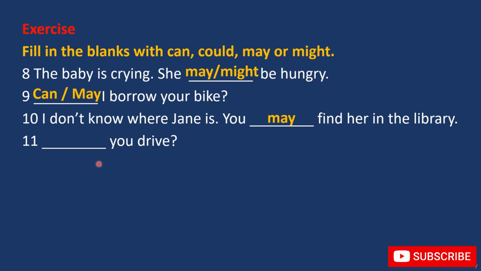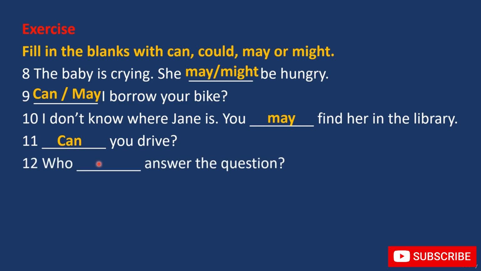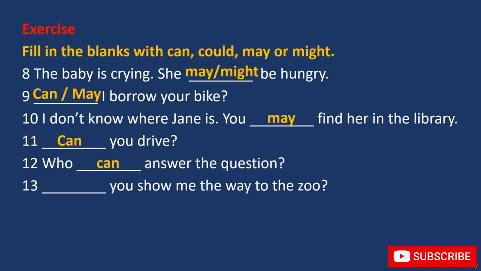About 11, you drive. I ask about your ability. Can you drive? Who answered the question? Excellent. Who can answer the question? Perfect. You show me the way to the zoo? Yes. Can you show me the way to the zoo? He plays the piano. Excellent. He can play the piano. He has the ability to play the piano.